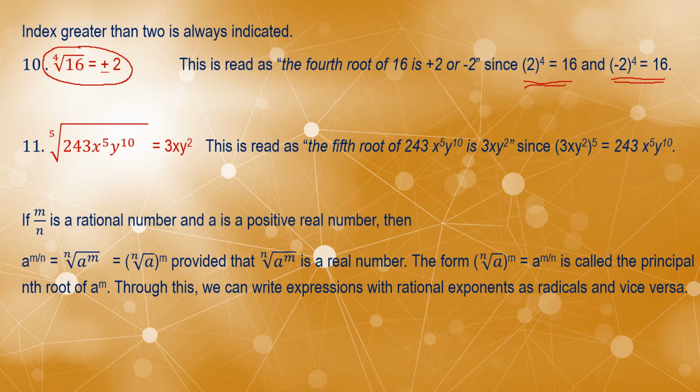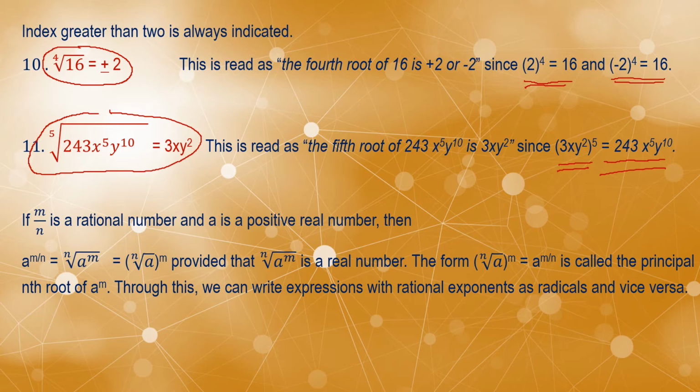Another example. This is read as the fifth root of 243 x raised to the fifth power y raised to the 10th power is 3xy squared, since 3xy squared quantity raised to the fifth power is equal to 243 x to the fifth power y to the 10th power.